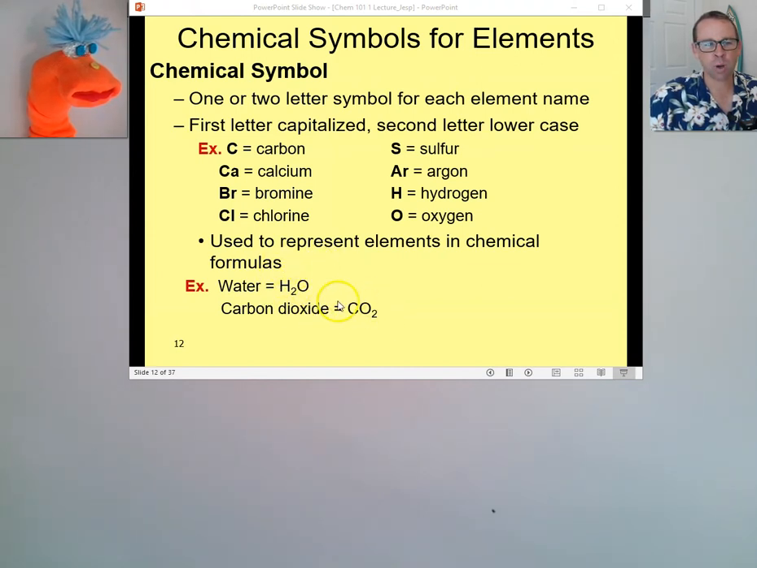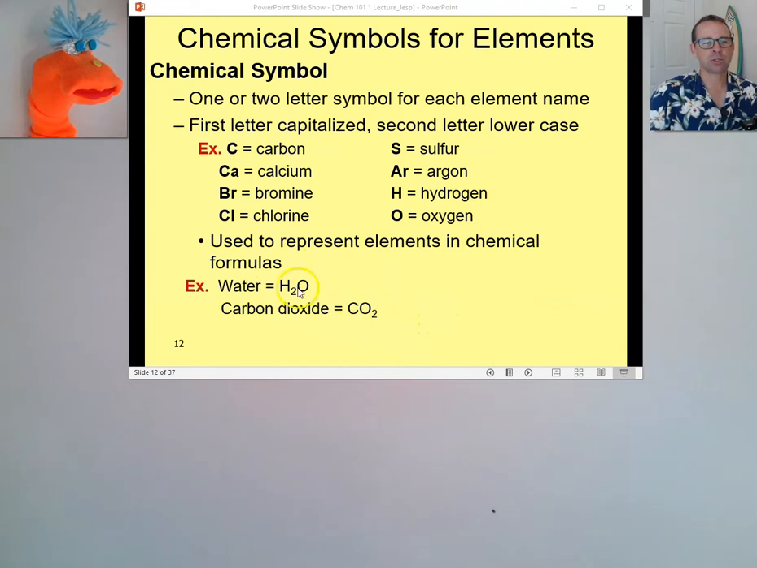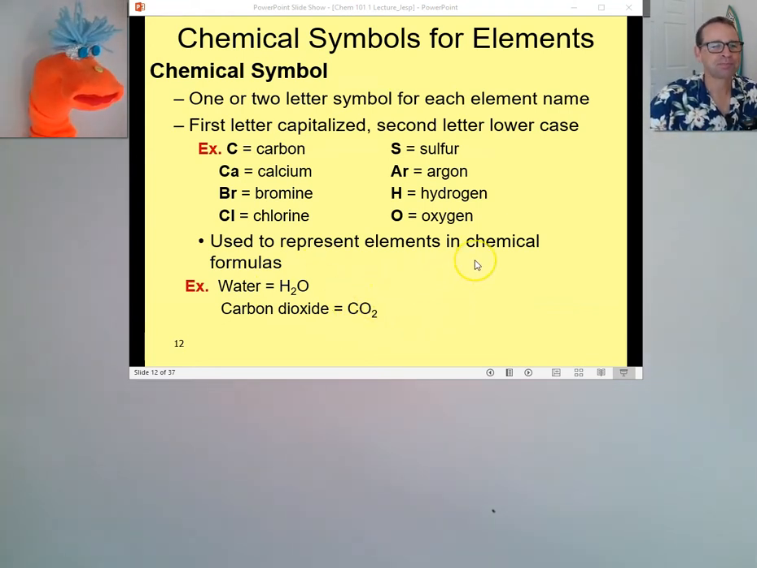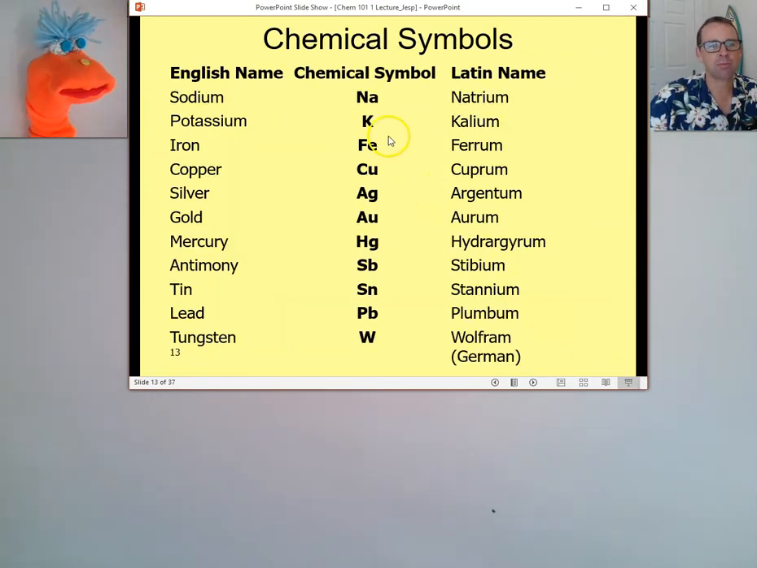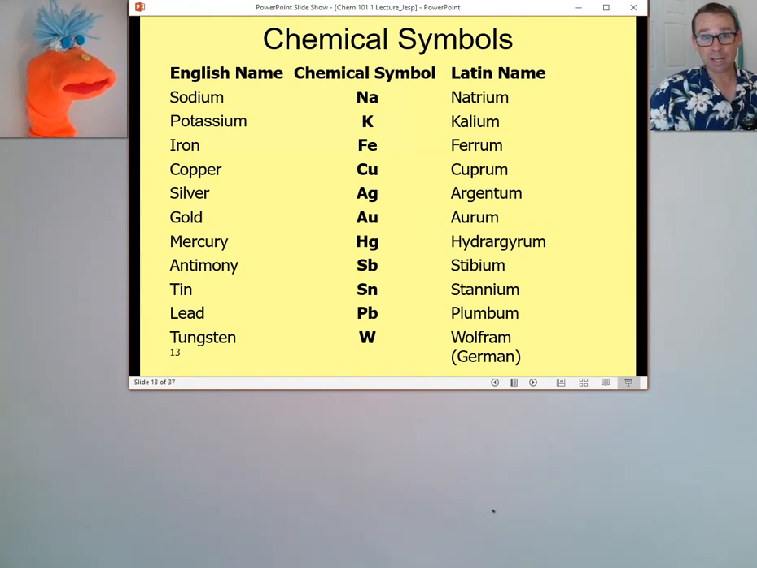All right. So water, carbon dioxide. Those are some chemicals that people are familiar with. And most are based on English names. However, some elemental names are based on older languages, languages that used to be more scientifically minded a while back. So you get some elements that don't begin with the letters of their English name. So don't be terribly concerned about that. Just look up the elements when you need to.